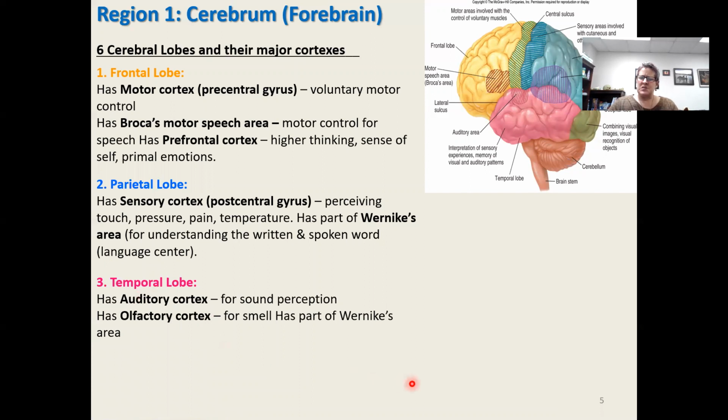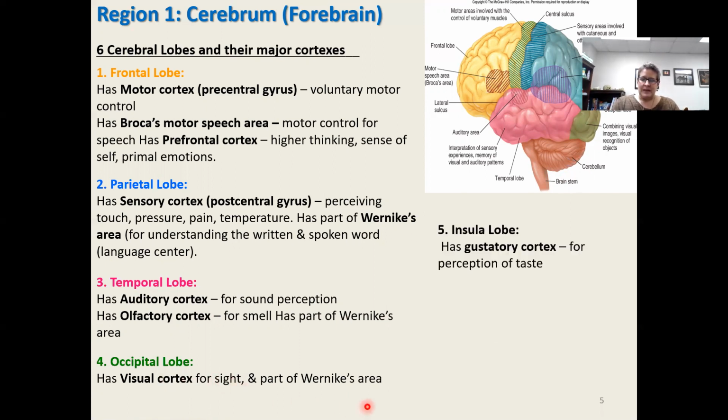All right. So moving on, the occipital lobe's next. The occipital lobe back here has a visual cortex for perceiving vision, basically interpreting it. And it also has part of the Wernicke's area. Lastly, the insular lobe, the hidden lobe, has a gustatory cortex, and that's for perception of taste.